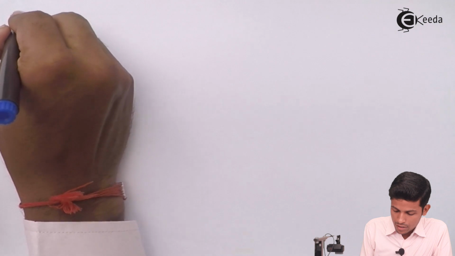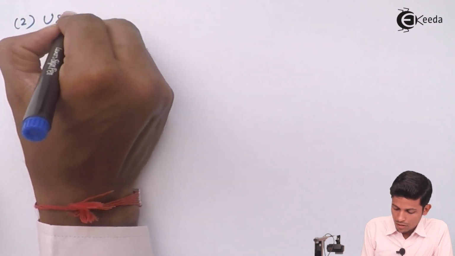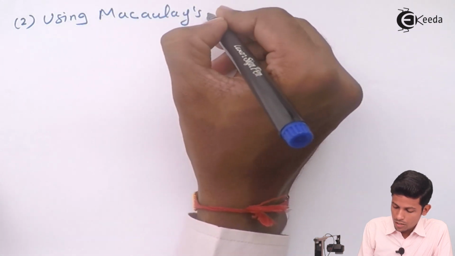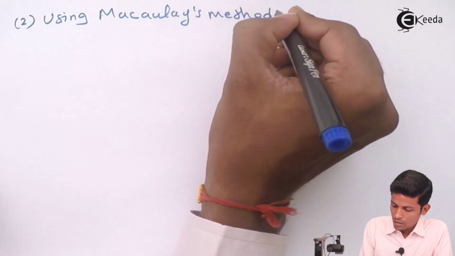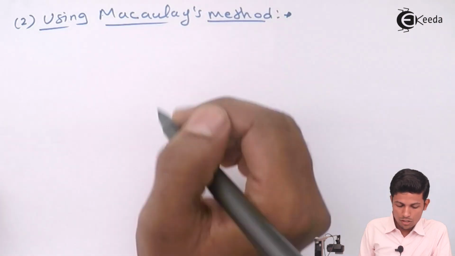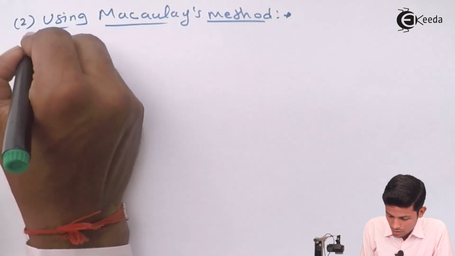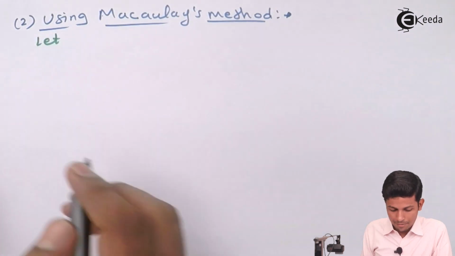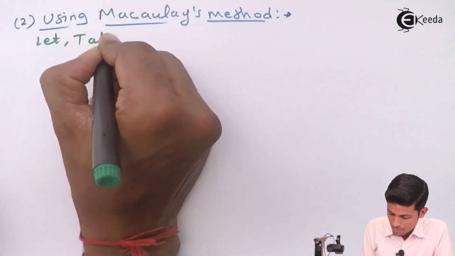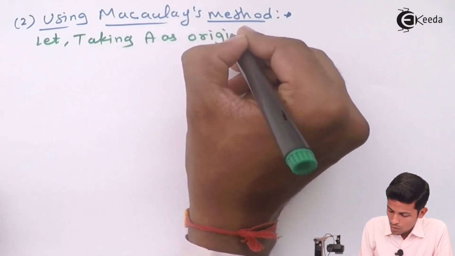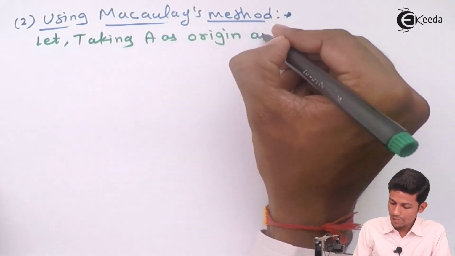Now our second step will be using Macaulay's method. Using Macaulay's method, I have just written over here: let us take A as origin.